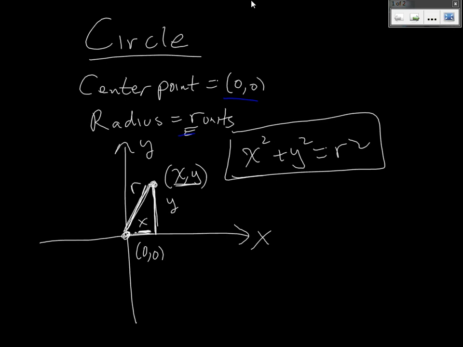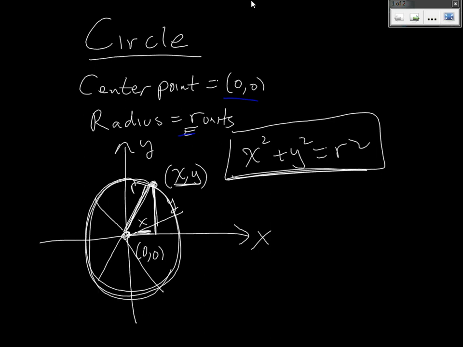This here, this equation, is a circle. It contains every point that is exactly r units from the center. This is a set of points, a collection of points, and this equation right here describes the set of points.